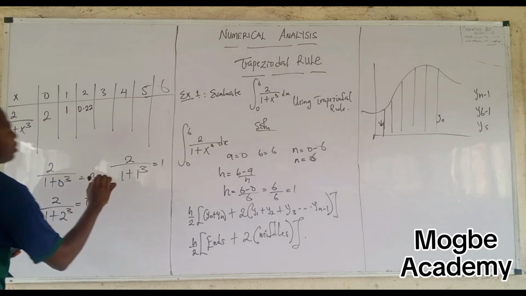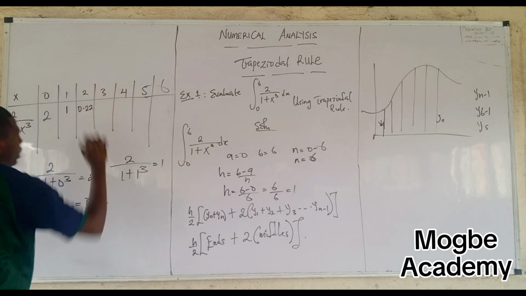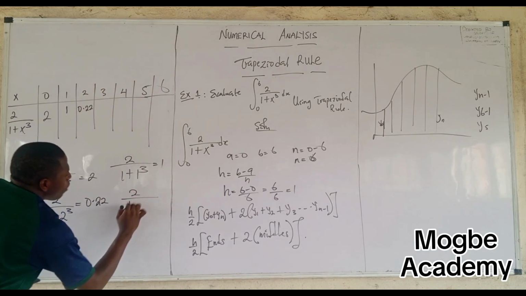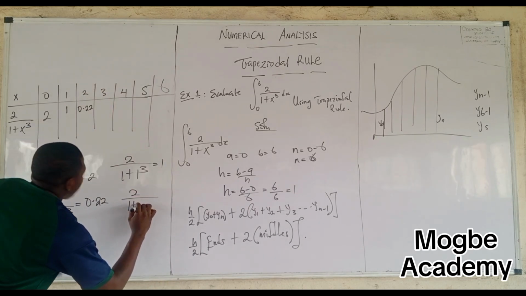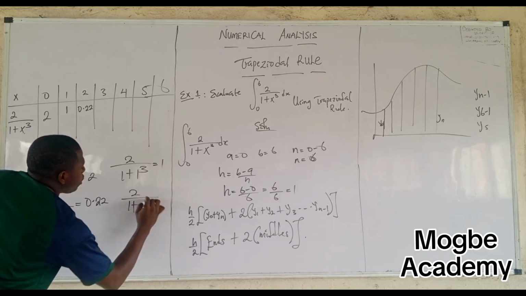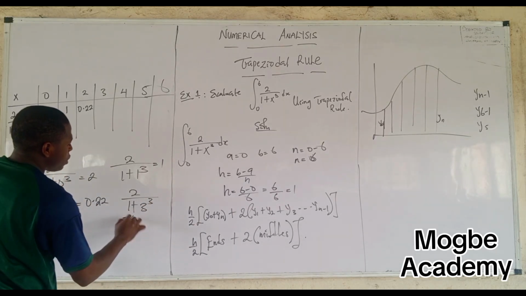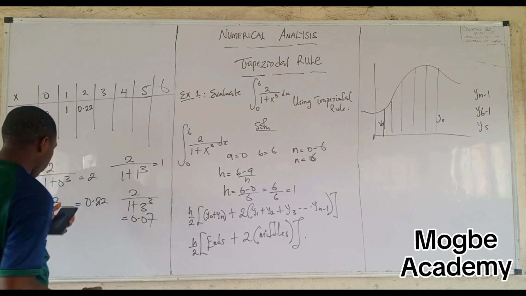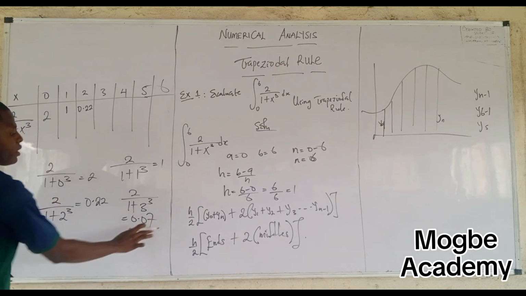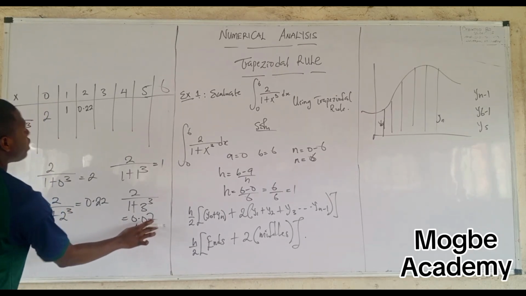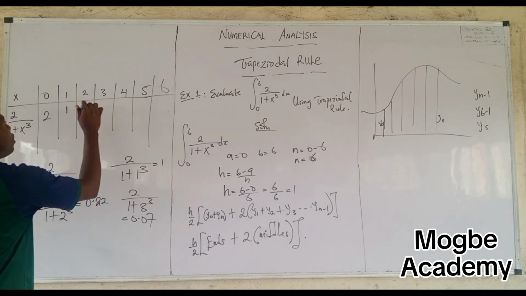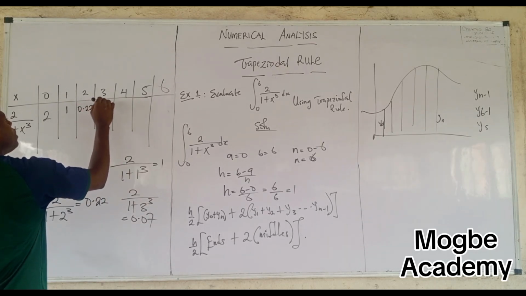The next thing is to get your interval for 3. So you have 2 divided by 1 plus x, which is 3 cubed. Are we together? Now if you punch this in your calculator, you simply arrive at 0.07. Are we together? Now if you have 0.07 here, you simply take your 0.07 into your table. So you simply have 0.07.